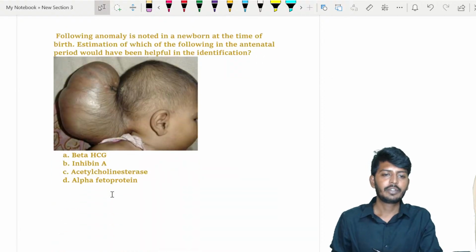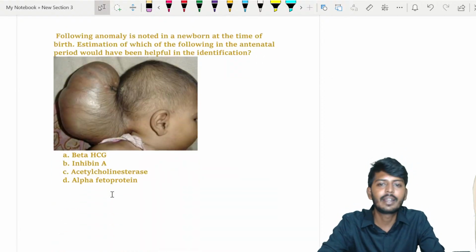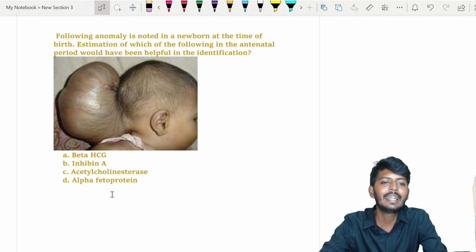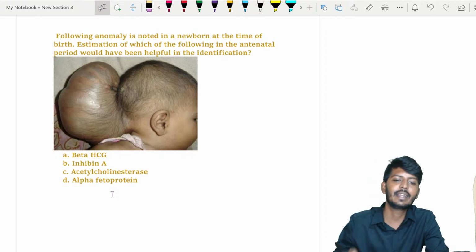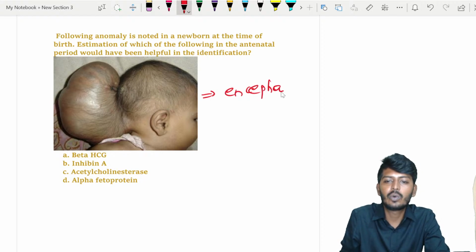All right, let's go to the next one. The following anomaly is noted in a newborn at the time of birth. Estimation of which of the following in the antenatal period would have been helpful in identification? So basically, what is this? This is a case of encephalocele.